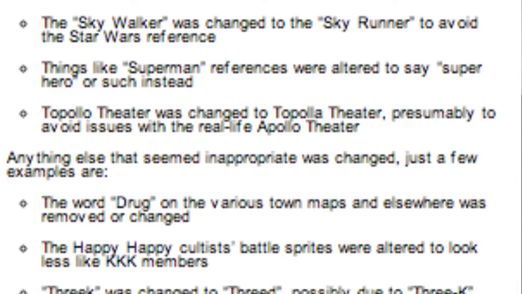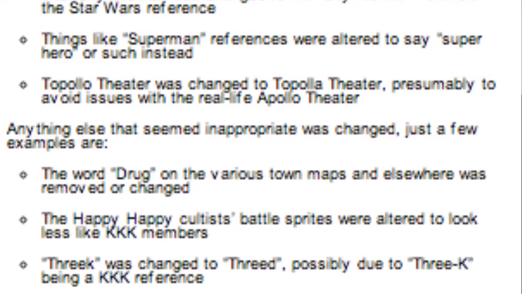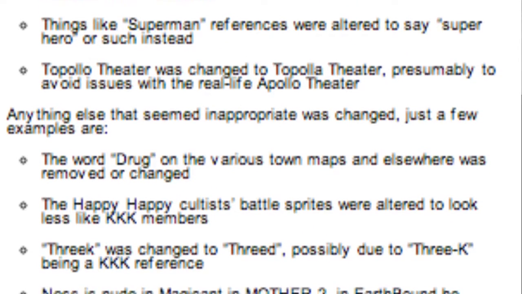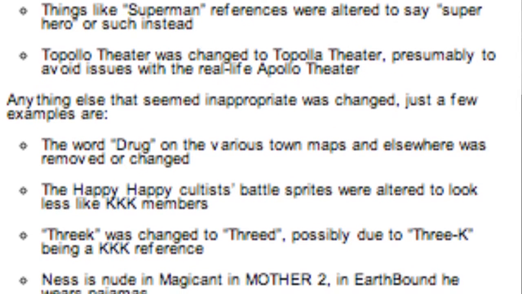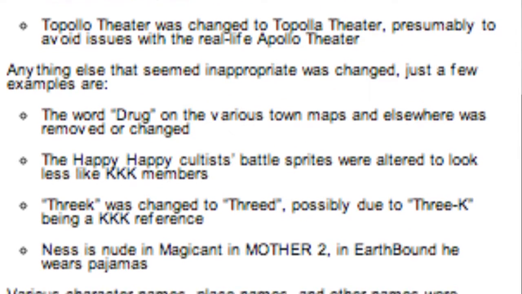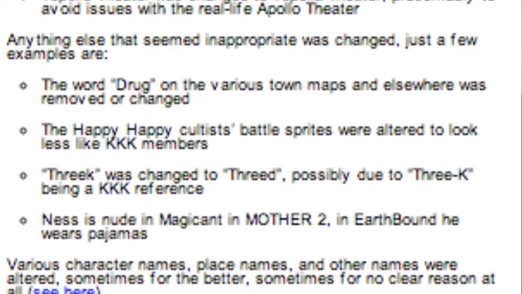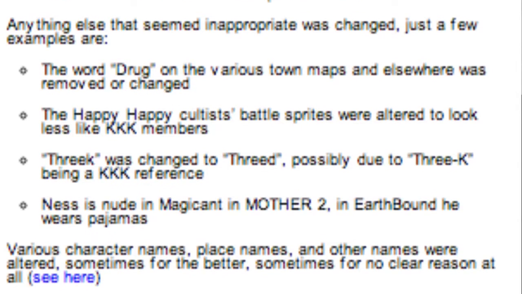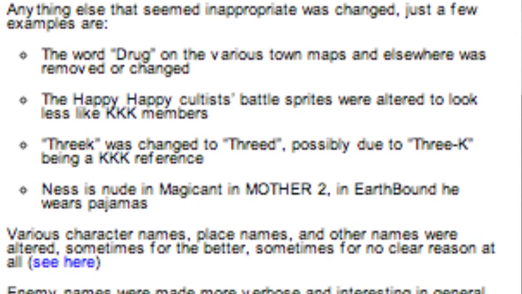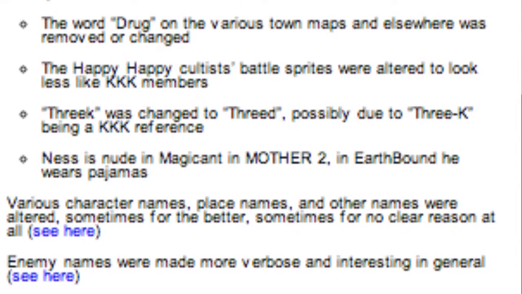Anything that seemed inappropriate was changed. A few examples were the word drug on various town maps, and anything else was removed or changed. The Happy Happy Cultist battle sprites were altered to look less like KKK members. The Freak was changed to Freed, possibly due to 3Ks being a KKK reference. Ness is nude in Magicant in Mother 2. In Earthbound he wears his pyjamas that he has at the start of the game.